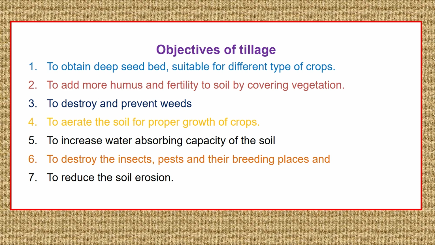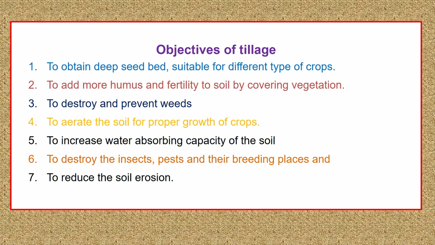There are some objectives for tillage. The first is to obtain a deep seedbed suitable for different types of crops. Some crops are shallow rooted, some are deep rooted. So according to the type of crop that we are going to have in our field, tillage is used. For deep rooted crops, we go with deep plowing. For shallow rooted crops, we generally perform shallow plowing. Tillage is also required to add manure and humus fertility to the soil by covering the vegetation in the soil. That's how we can add more humus and fertility to it.